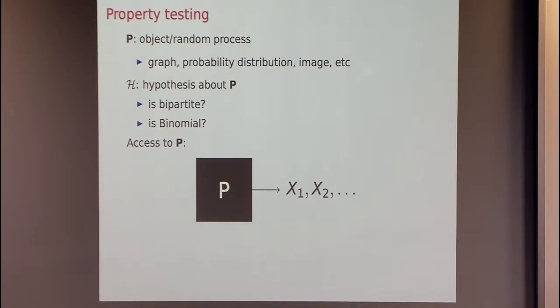For example, if it's a distribution, we probably get random samples from it. If it's a large graph, we probably see edges one by one. And we want to answer these questions with the fewest queries possible and in the fastest possible computation time.